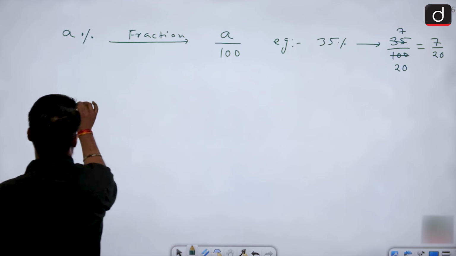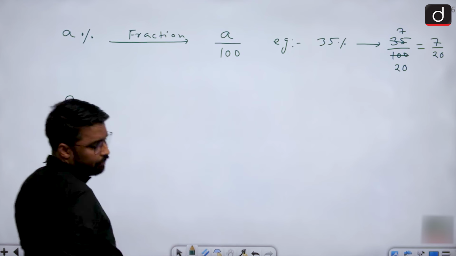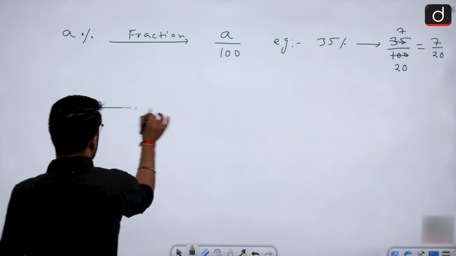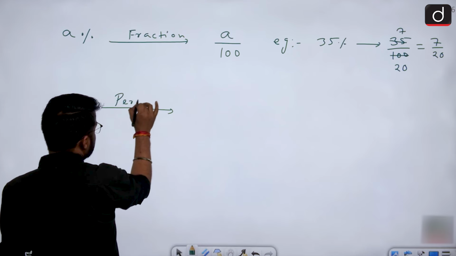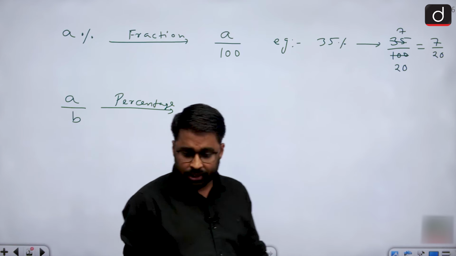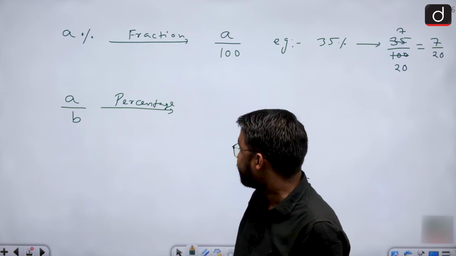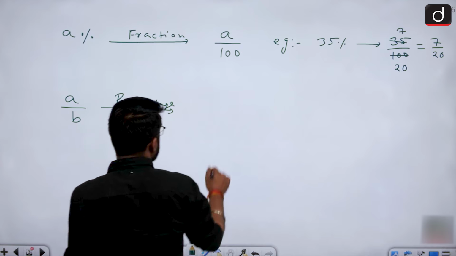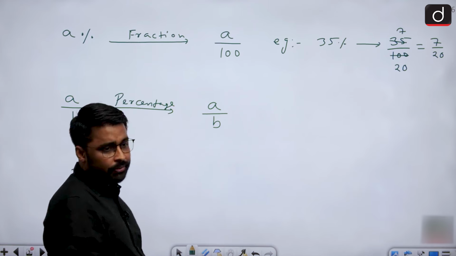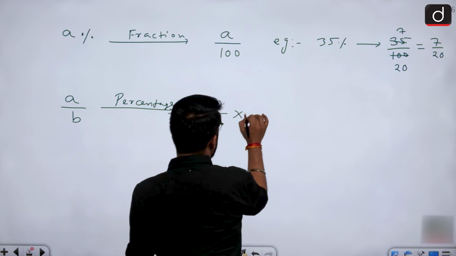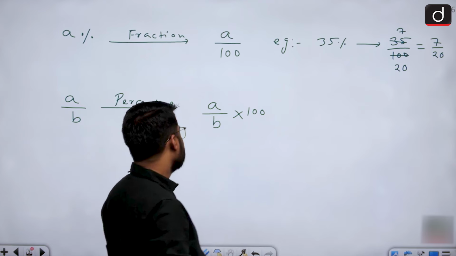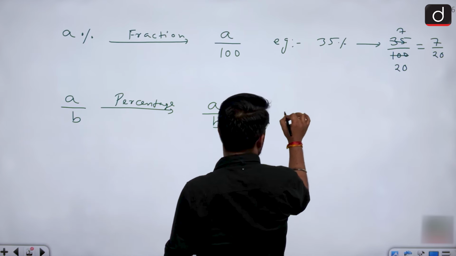Now let's say I have a fraction a by b and now I want to represent this fraction a by b in terms of percentage. We know this very well. Any value that can be represented in the form of a by b is called a fraction. So remember that whenever we want to convert a fraction to percentage, we multiply that value with 100.